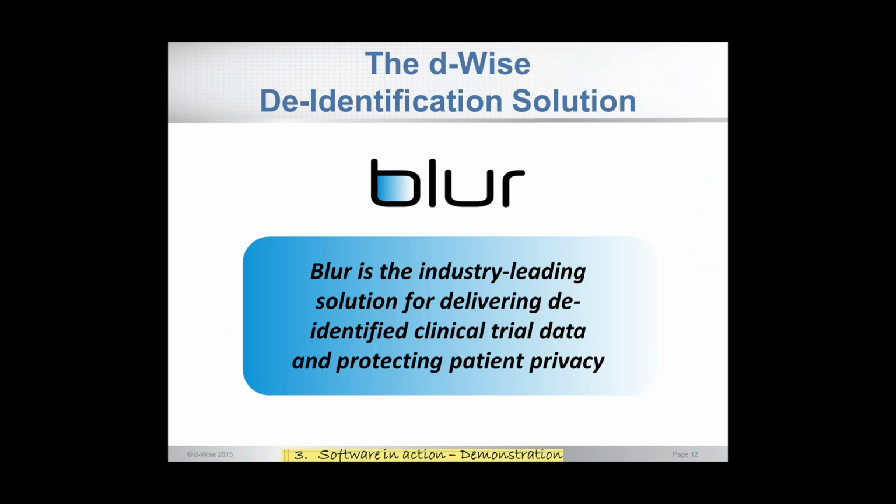And that really leads me to where we are today, and that's with the DWISE de-identification solution. It's called Blur, and Blur is really the industry-leading solution for delivering de-identified clinical trial data and protecting patient privacy. There are not many commercial solutions available in general around de-identification, and our application is specifically developed to deal with the nuances of clinical trials data, and we'll talk a little bit about that in just a few minutes.